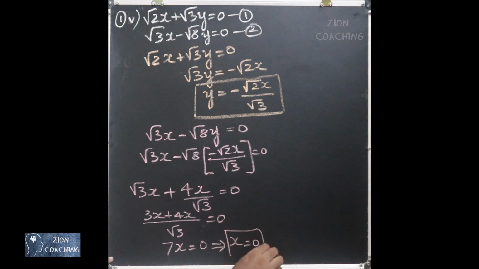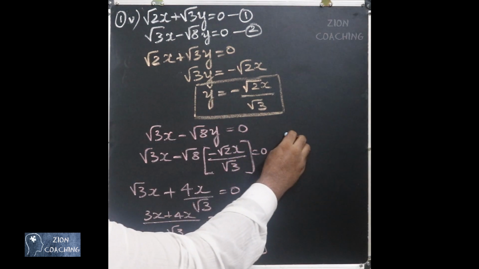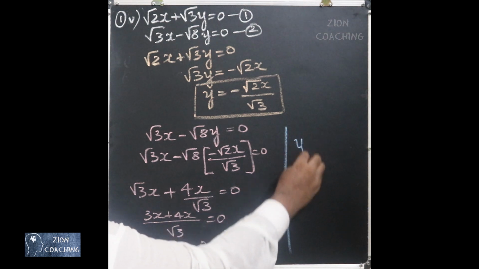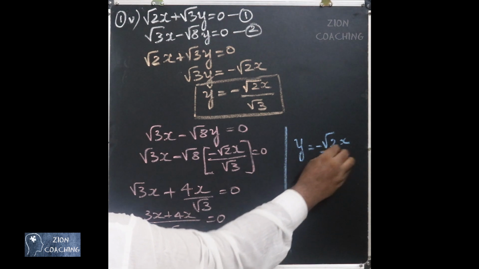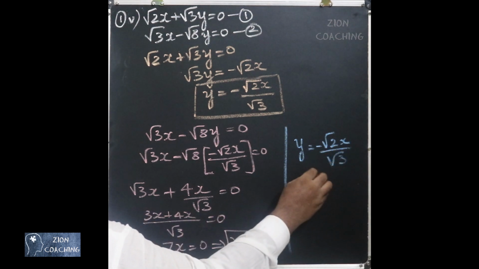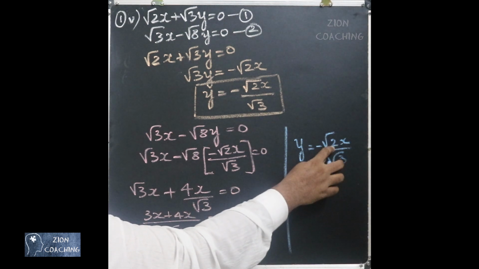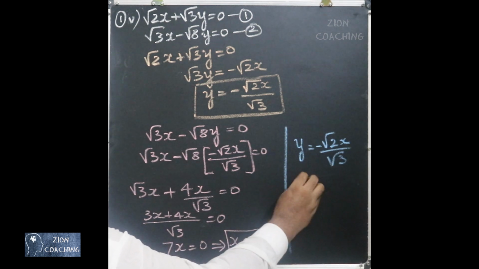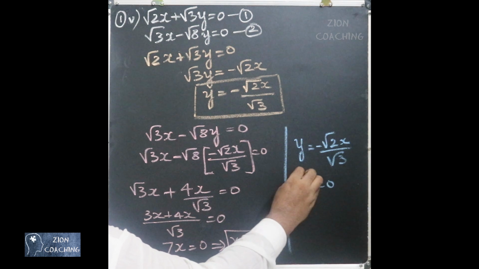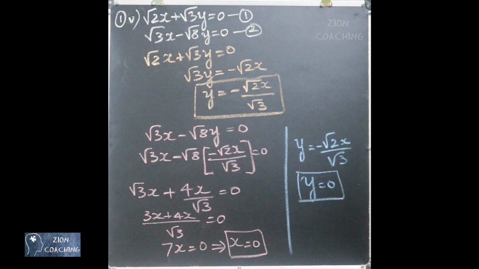Now we have found the value of x. We are going to substitute this value of x here to find the value of y. You have y is equal to minus root 2x by root 3. When you substitute x is equal to 0, 0 into root 2 is 0. Then 0 divided by root 3 is 0. So finally you have y value is also 0. Now we have found both the values, x is equal to 0 and y is equal to 0.